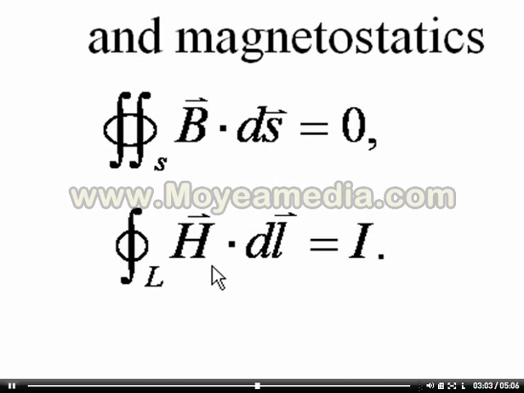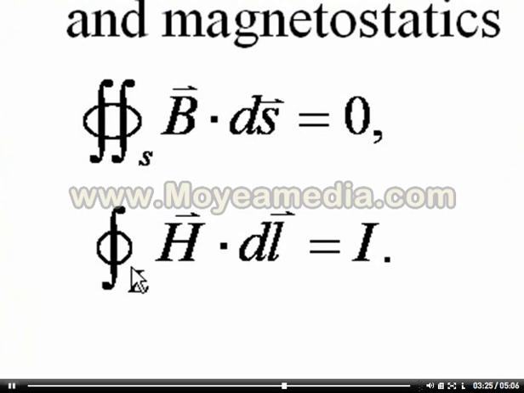The second important equation indicates that the line integral over a closed path of the magnetic field intensity H dotted with dl is equal to the total current I enclosed by the closed path. And these two sets of equations are the most important equations governing the static fields.